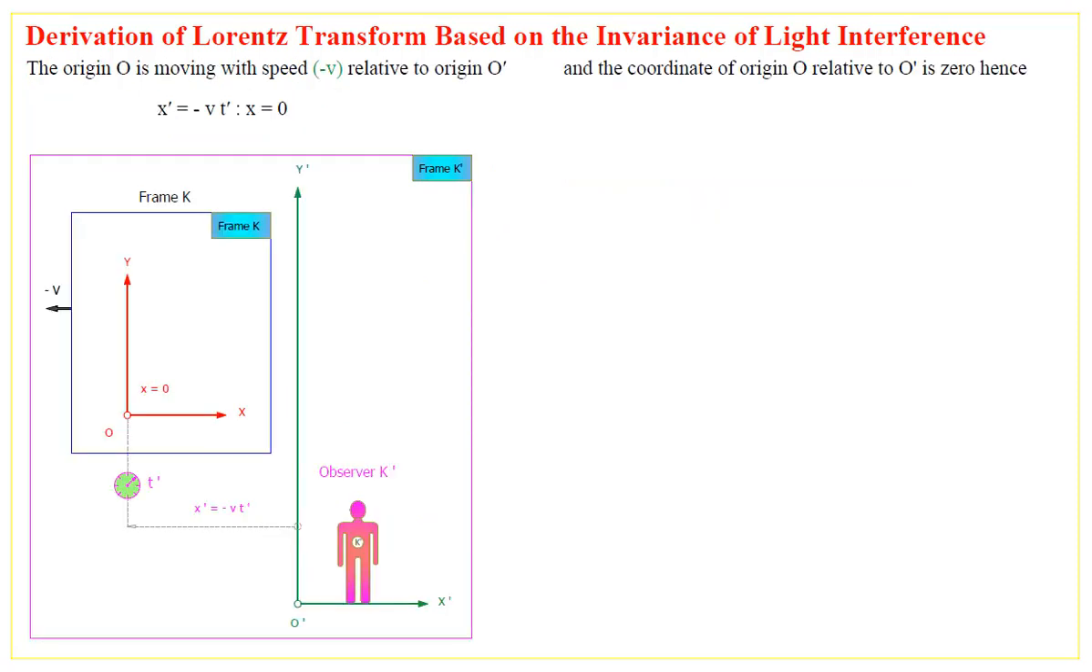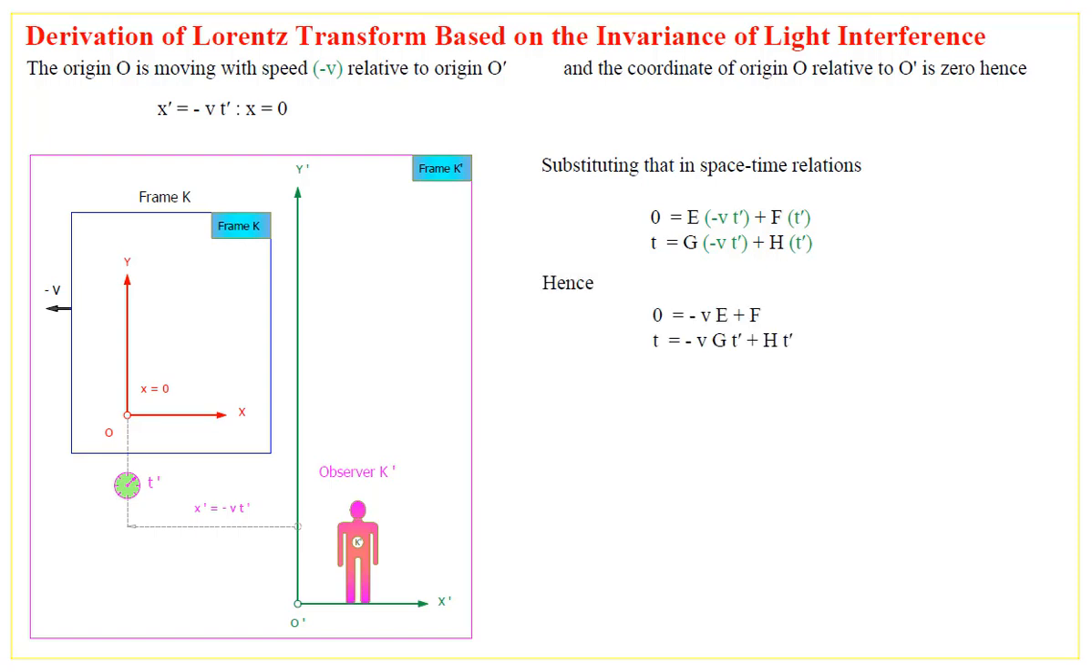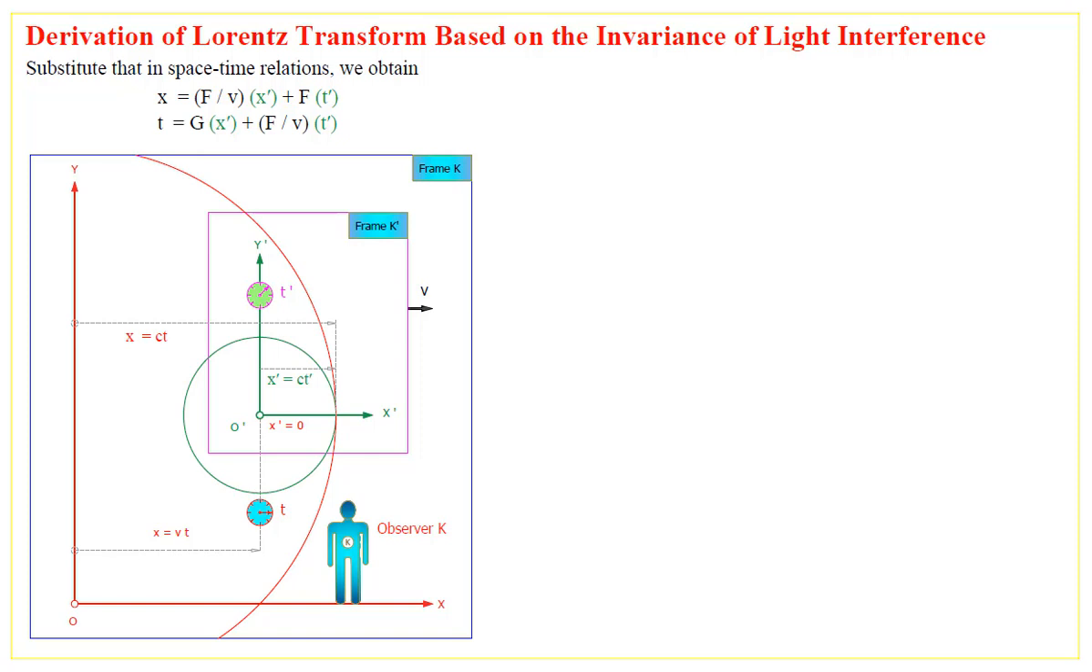The origin O is moving with speed negative v relative to origin O', and the coordinate of origin O relative to O' is 0. Substituting that in space-time relations. Hence, from the first relation, now we have the following equations. Substituting that in space-time relations, we obtain.